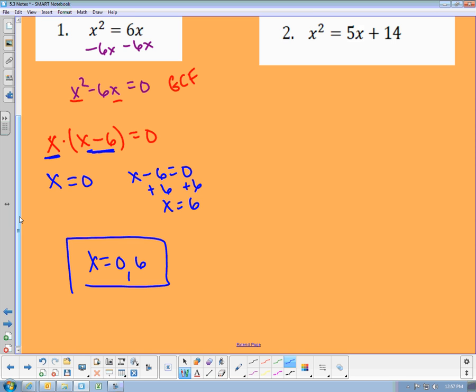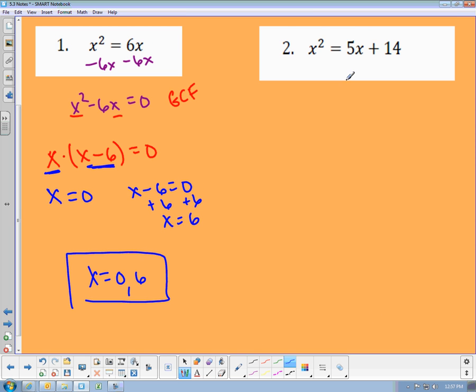Okay. If I look at number 2, now I'm going to move the 5x and the 14 over. So subtract 5x, subtract 14. That would give me x squared minus 5x minus 14 now equals 0. Now I'm ready to factor it.